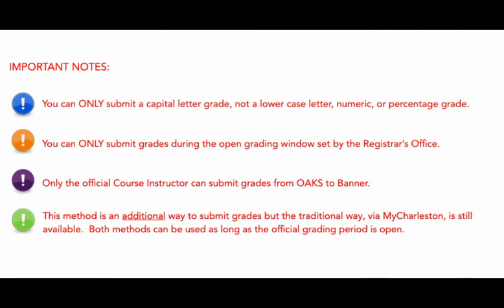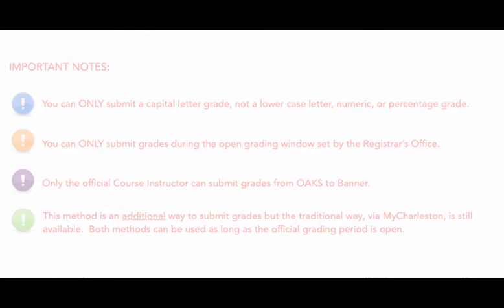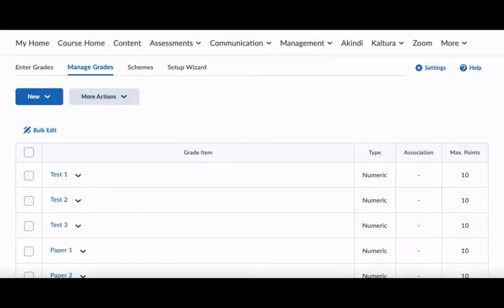And remember, most importantly, that this method is an additional way to submit grades, but the traditional way, via My Charleston, is still available. Both methods can be used as long as the official grading period is open. Now, the process that you're going to use to submit your grades to Banner is going to depend upon whether you have chosen to release the final calculated grade or the final adjusted grade.